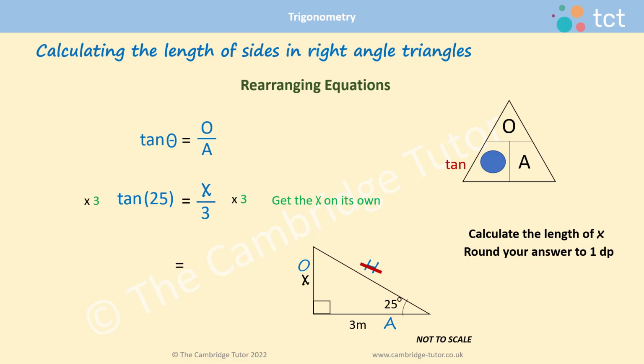Now you have x on this side, and you have the tan of 25 multiplied by 3. Put that into your calculator. Tan 25, close the bracket, multiplied by 3, and that will give you 1.3989, etc., which you need to round to one decimal place, so that's 1.4, and that's in metres.